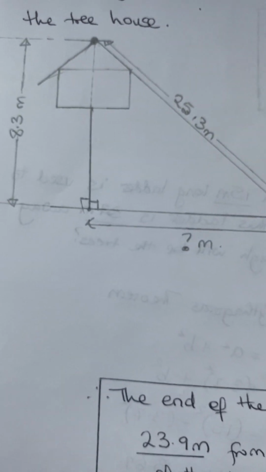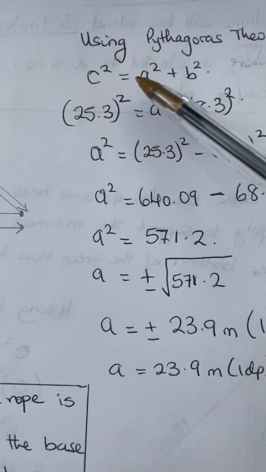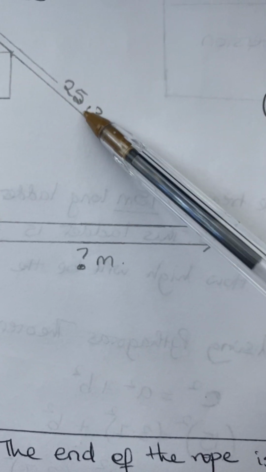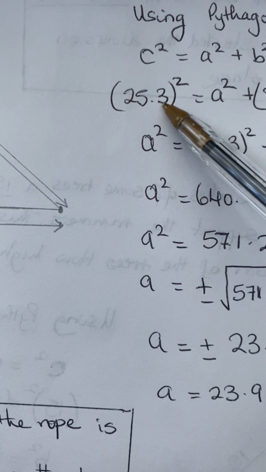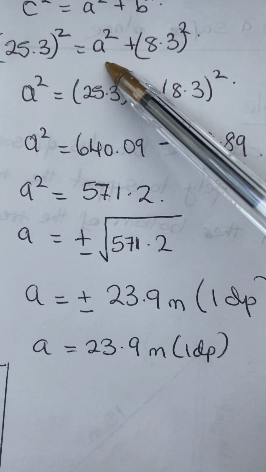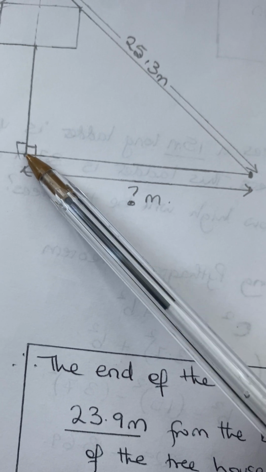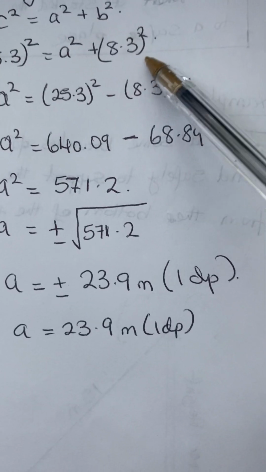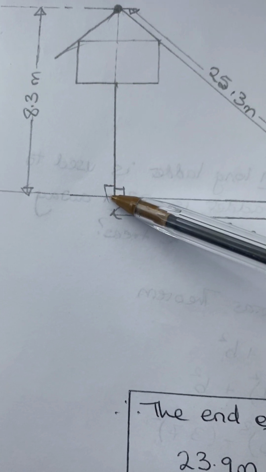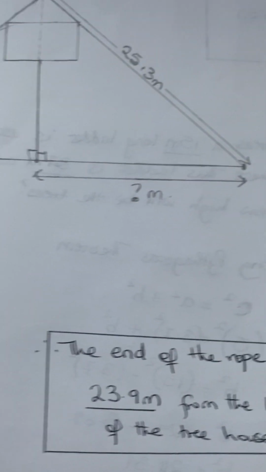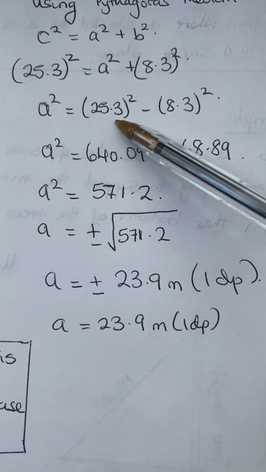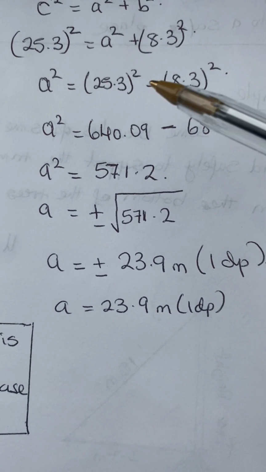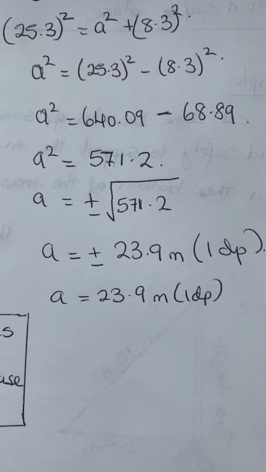So after drawing, I realize again I can use Pythagoras, which is c squared equals a squared plus b squared. So my rope is 25.3 meters, which is here all squared, equals a squared, which is the distance I want from the end of the tree house on the ground to where the rope supports it, plus 8.3 meters, which is from the bottom of the tree house to the top here. So now a squared will be equal to 25.3 all squared. Now if I bring 8.3 to this side, it will become minus. We've done this in 5 videos now, so you should get the point now.